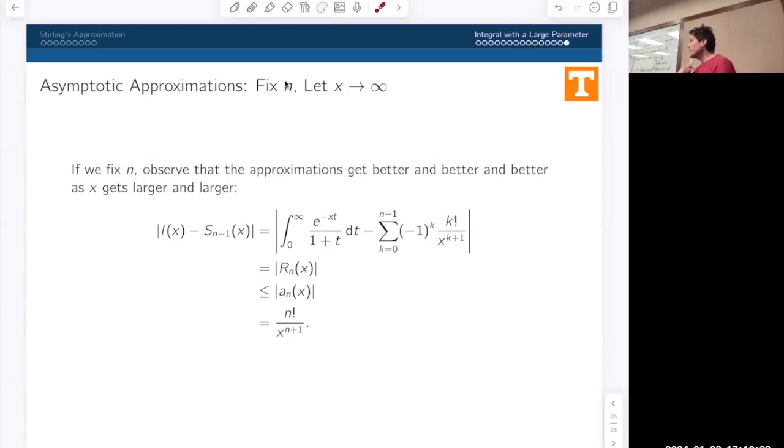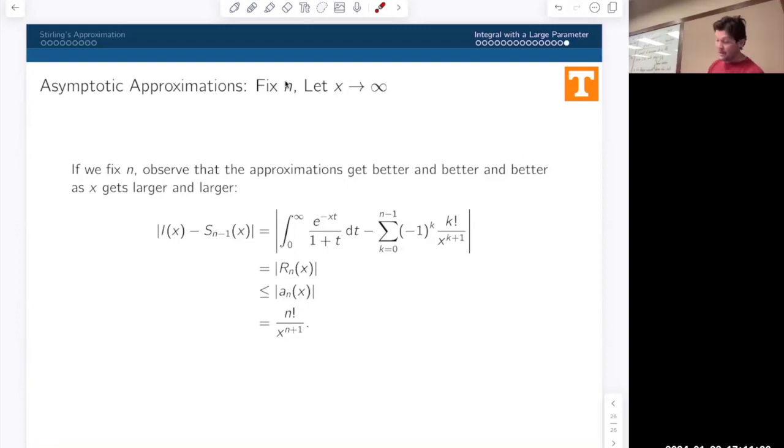So here's the idea of asymptotic approximations. It's reframing how you look at the approximation. Instead of taking n to infinity, what you're going to do is fix n and take x to infinity, okay? Because that's what we're actually interested in. We're actually interested in larger and larger values of x.